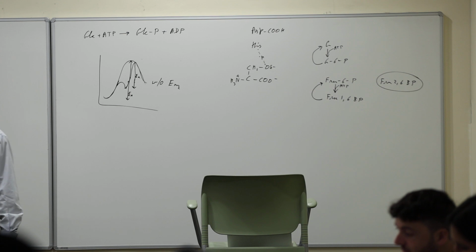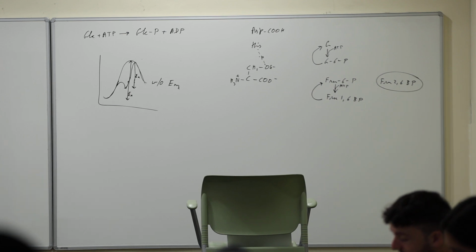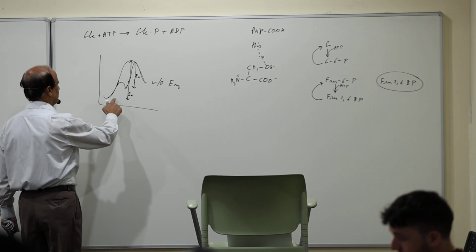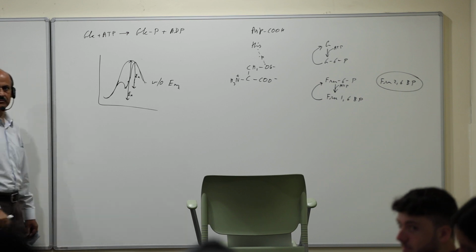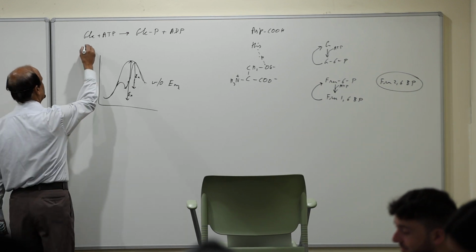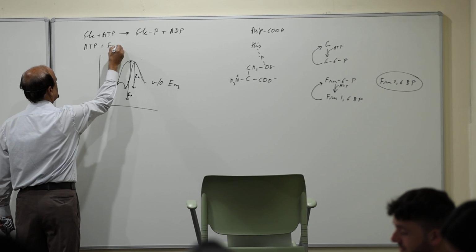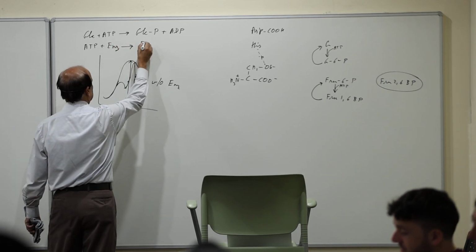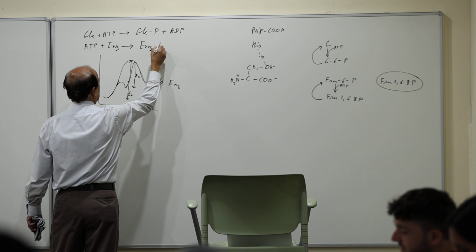So this reaction without an enzyme would be impossible to do, because if you take ATP and mix it with glucose, it will stay like that forever, because this reaction has a very high activation energy. So what the enzyme does is it breaks it up into two steps. First the enzyme binds to ATP and gives you enzyme phosphate plus ADP.